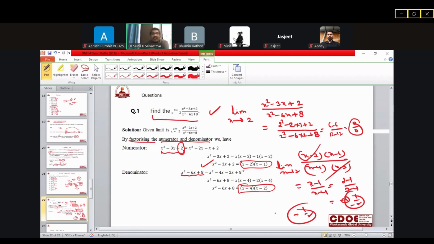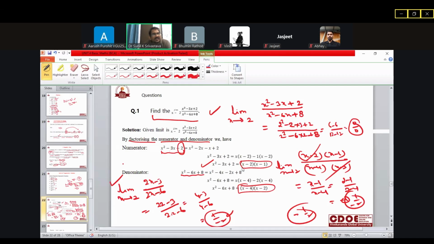And also, what else can I do? You can apply L'Hospital's rule. It can be written in the form: limit x tends to 2, we just differentiate the numerator, which gives 2x minus 3, and differentiate the denominator, 2x minus 6, and put the value of 2. So 2 into 2 minus 3 upon 2 into 2 minus 6, so 4 minus 3 upon 4 minus 6, 1 upon minus 2. That is the answer. So by L'Hospital's rule, you can also find the answer.